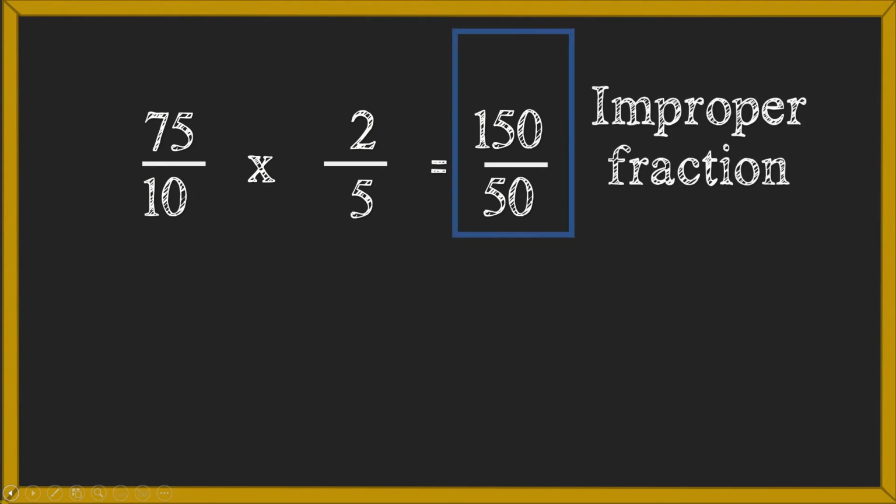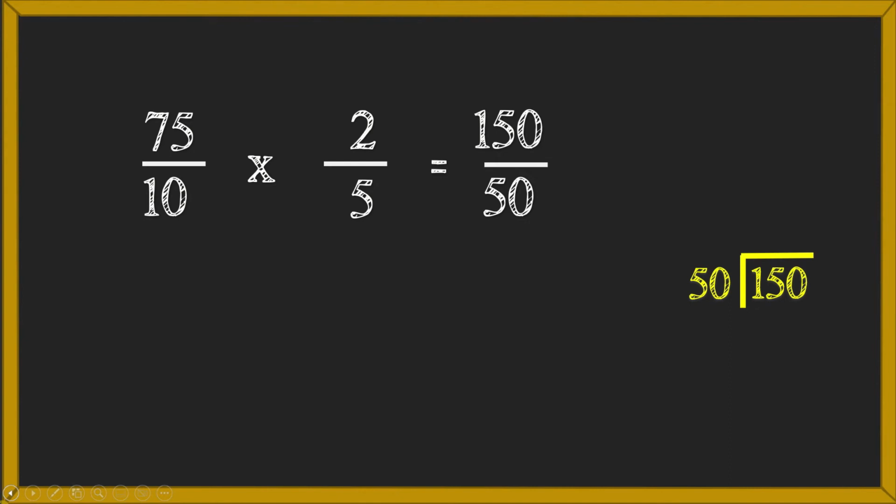The answer is an improper fraction. We need to simplify this by changing this improper fraction to a mixed fraction by dividing the numerator by its denominator. 150 divided by 50, and that is 3. 3 times 50 is 150. 150 minus 150 is 0. It means the final answer is 3.